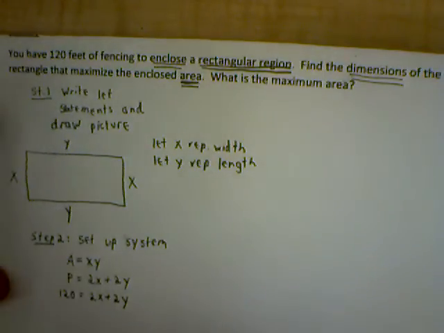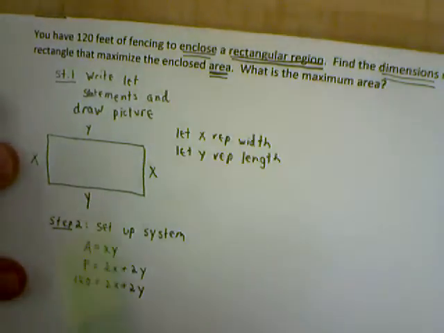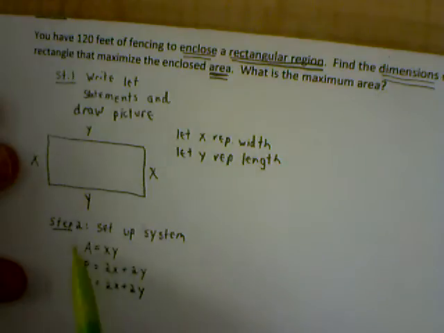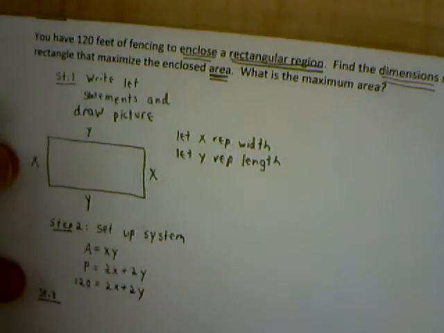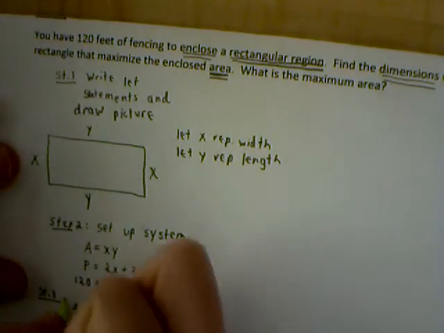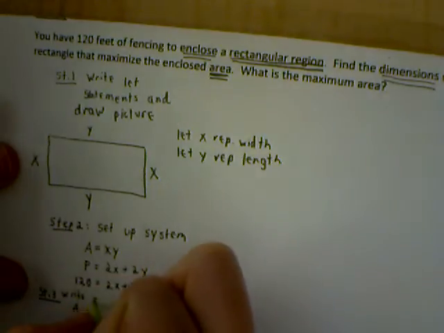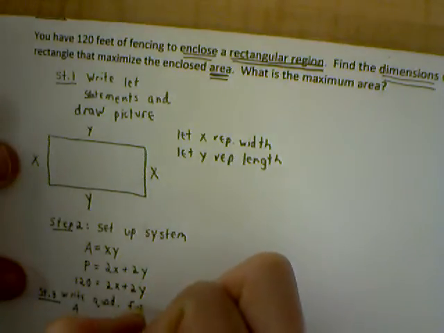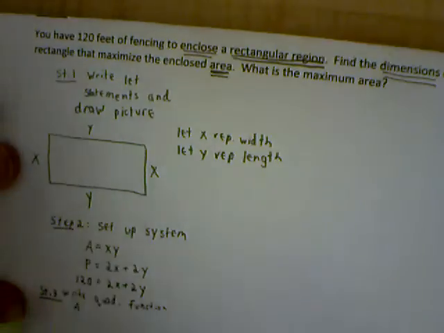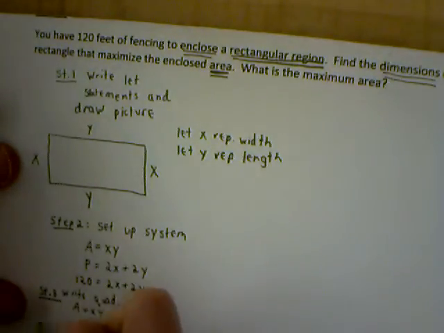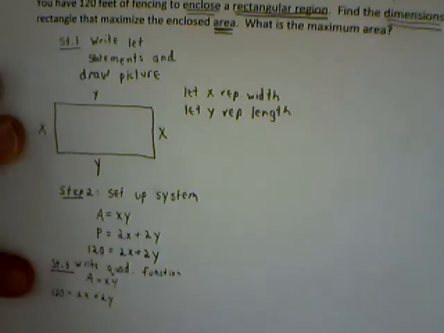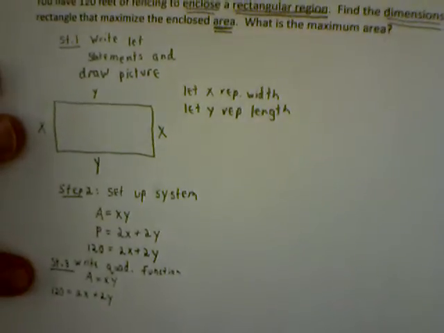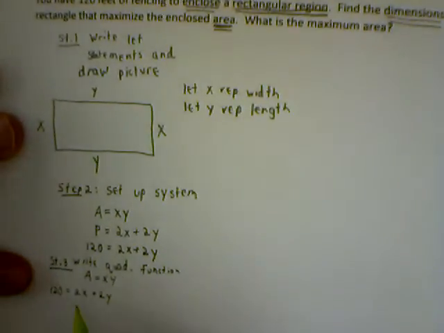Next, area is what I'm trying to maximize, so I need to end up getting area in terms of one variable. There's a really easy way to do that. We need to write a quadratic function. So I know the area equals xy, and my perimeter, 120, equals 2x plus 2y. What I'm going to do is solve for one of these variables.